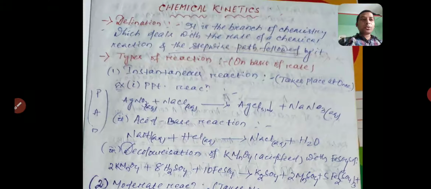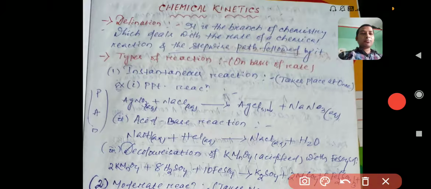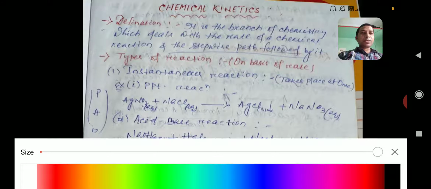Before going to the topic, let us know what chemical kinetics is. It is a branch of chemistry which deals with the rate of a chemical reaction and the various steps followed by it. So the branch of chemistry which deals with the rate of a chemical reaction and the various steps involved in it is known as chemical kinetics. Clear? Got my point? Very good.